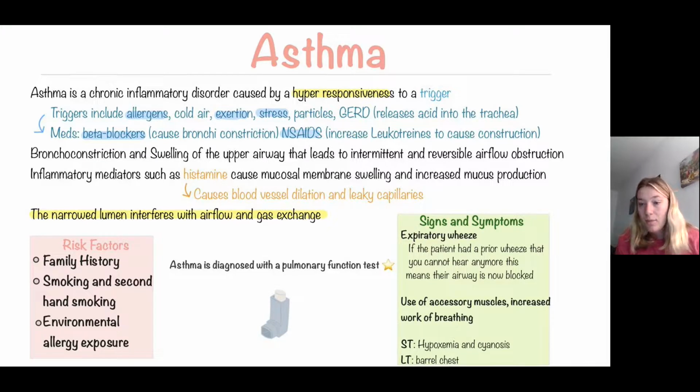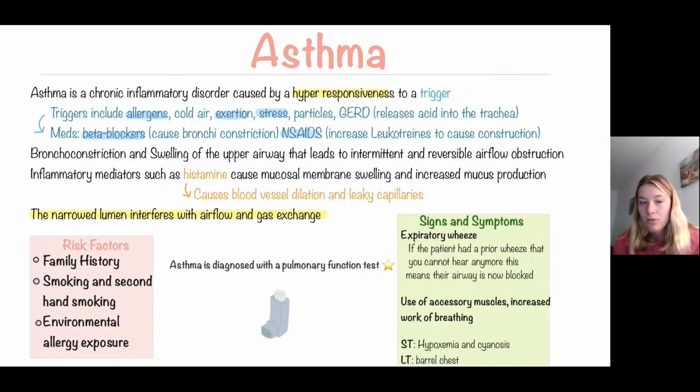So signs and symptoms upon auscultation, your patient might have a wheeze when they exhale. You're going to be able to assess them. They're going to be using accessory muscles. They're going to have a hard time breathing, etc. So some short-term signs and symptoms, they're going to have hypoxemia, cyanosis. Why? Think inadequate oxygenation. Whereas if our patient kind of has long-term asthma, they might start to develop that barreled chest.